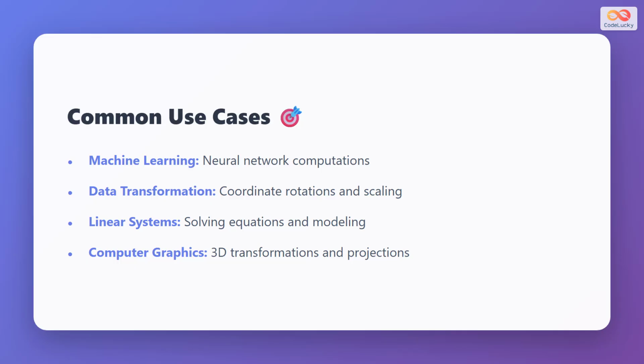Matrix multiplication with np.dot has numerous practical applications across different fields. In machine learning, it's essential for neural network computations where layers of neurons are represented as matrices. For data transformation, it enables coordinate rotations and scaling operations. In solving linear systems, matrix multiplication helps model and solve complex equations. Finally, in computer graphics, it powers 3-dimensional transformations and projections that create the visual effects you see in games and animations. Mastering this operation opens doors to advanced computational techniques.